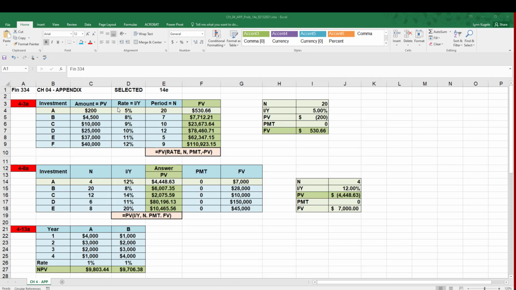N is 20, interest rate is 5, present value is $200. You're investing it. What's it going to be? These are lump sums.